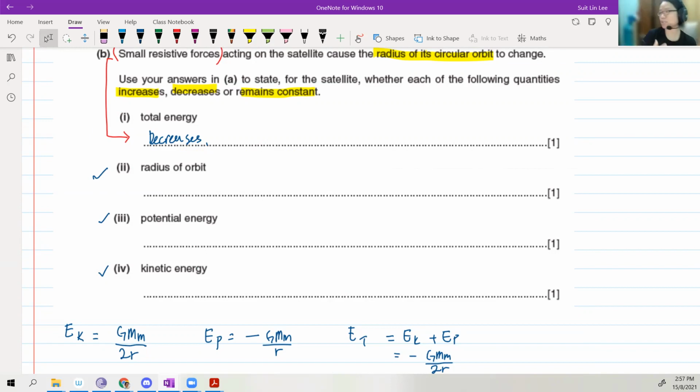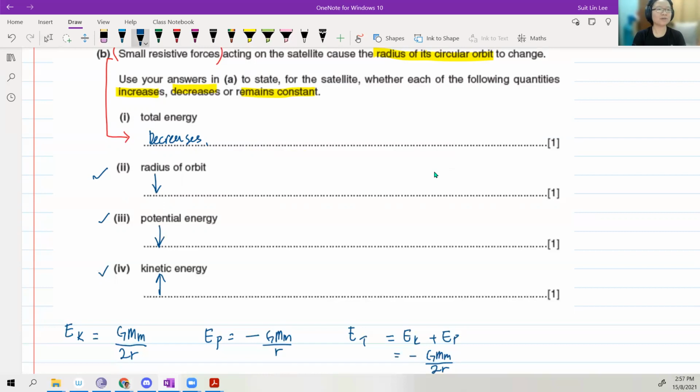So let me know 2, 3, and 4, I'll give you a few minutes. If the total energy is less, your satellite is losing energy. What happens to the radius? What happens to the PE? What happens to the KE? The radius decreases. The potential energy also decreases. And the kinetic energy increases.